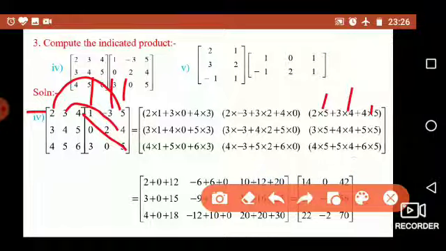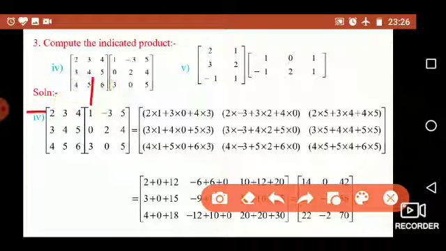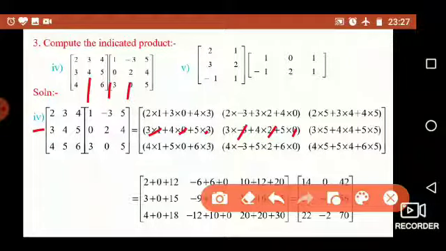We have multiplied the first row with the first column, second column and third column of the second matrix. We got the first row elements as 14, 0 and 42. Similarly, we multiply the second row with the first column, second column as well as the third column. We get 3 1s are 3, 4 0s are 0, 5 3s are 15, then 3 minus 3s are, 4 2s are, and 5 0s are. And the same row with the last column: 3 5s are 15, 4 4s are 16, 5 5s are 25.